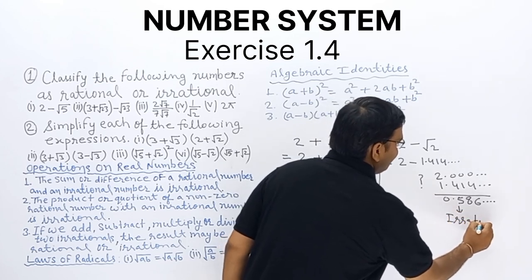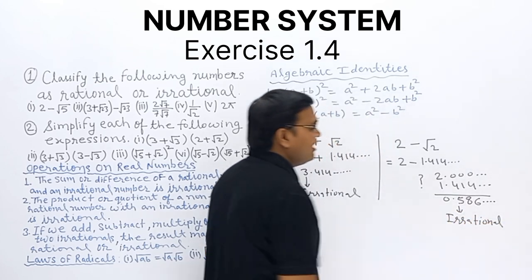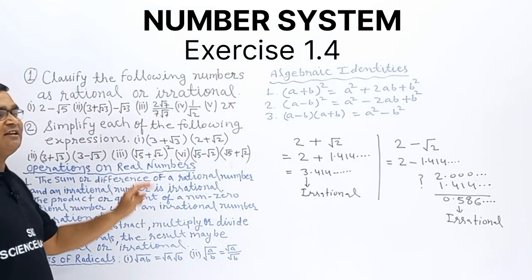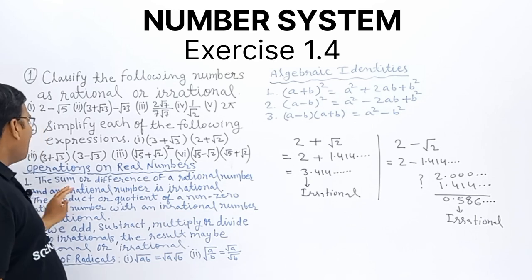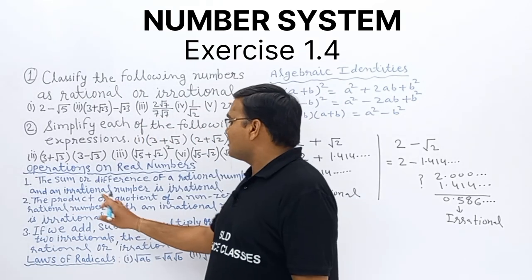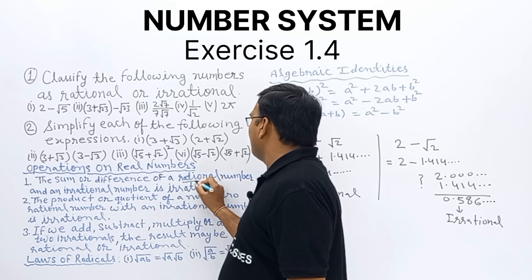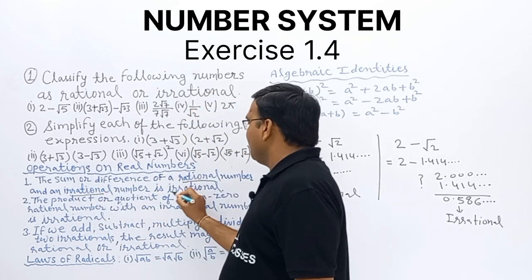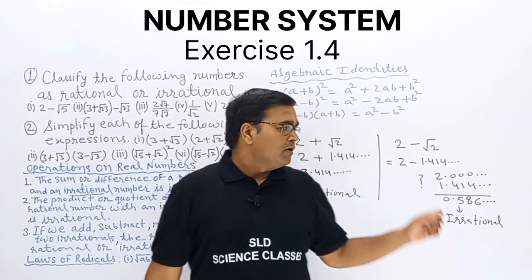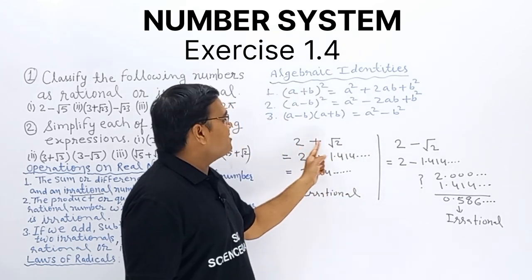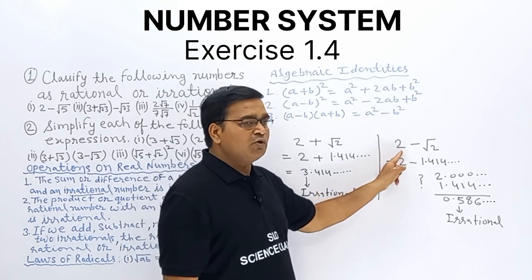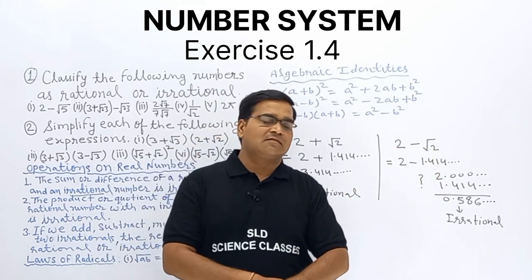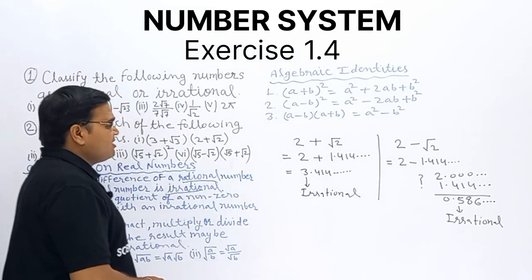So what can we say? Observe the first operation of real numbers we are discussing: the sum or difference of one rational and one irrational number will be irrational. I proved it there: addition of one rational and irrational, subtraction of one rational and irrational. Got it? Yes.